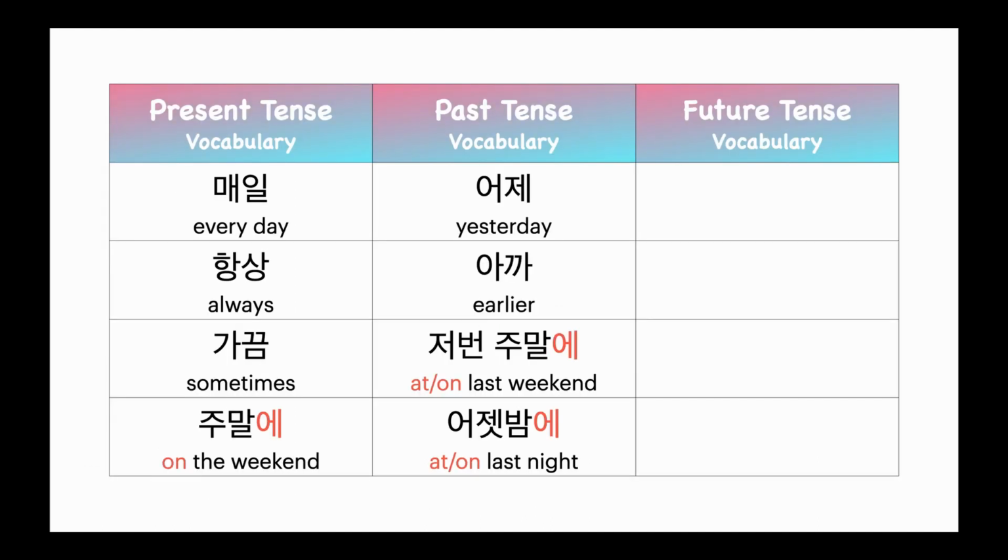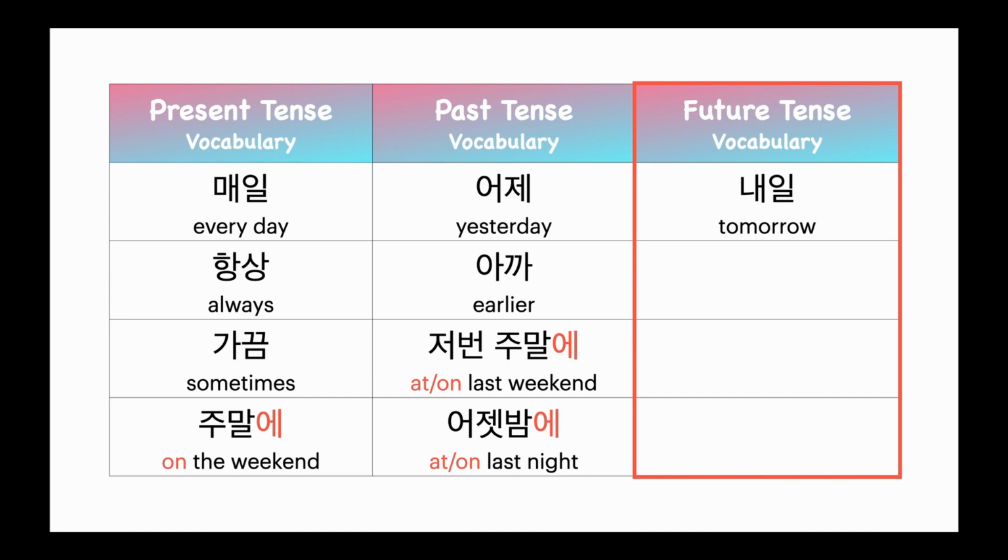And finally, let's go ahead and move on to future tense. 내일, tomorrow. 내일. Notice that this ir is also in the word 매일, which technically means day. There's a different word when you use day by itself, but ir is often used in words related to days.